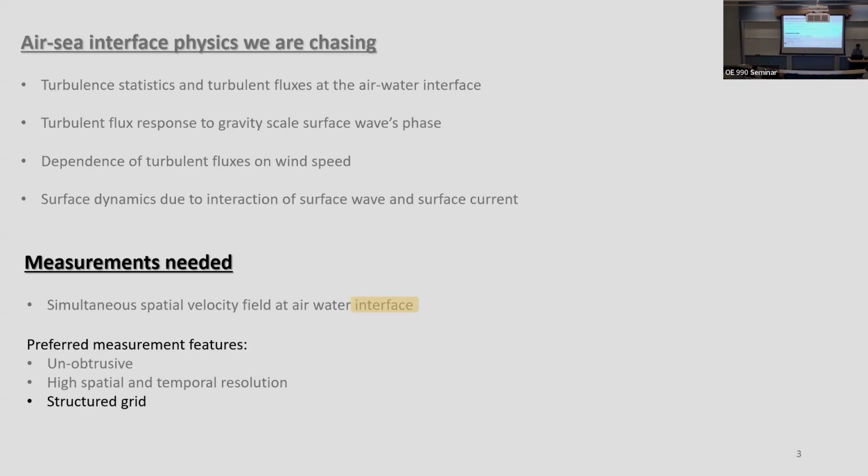Now, going back one second, these are the requirements that we have. Let's look at what kind of investigations have been done in the past for characterizing the surface velocity field, visualizing these fields, and then measuring them.